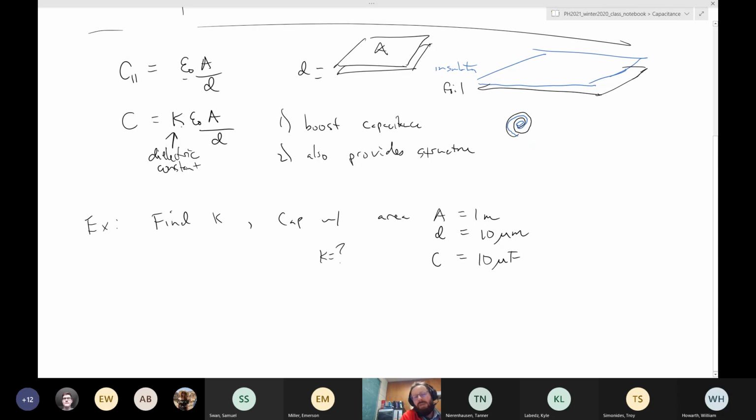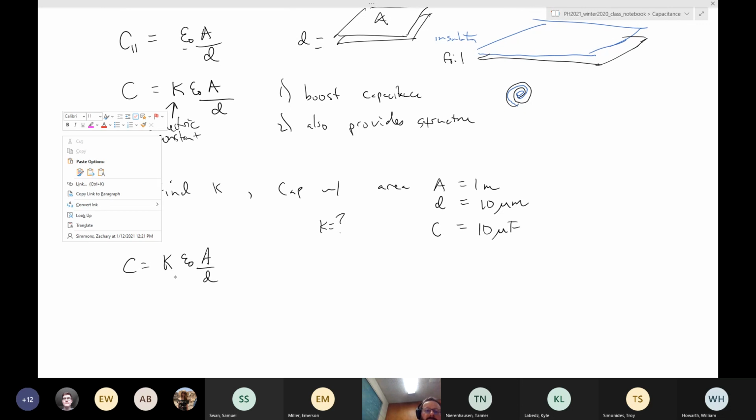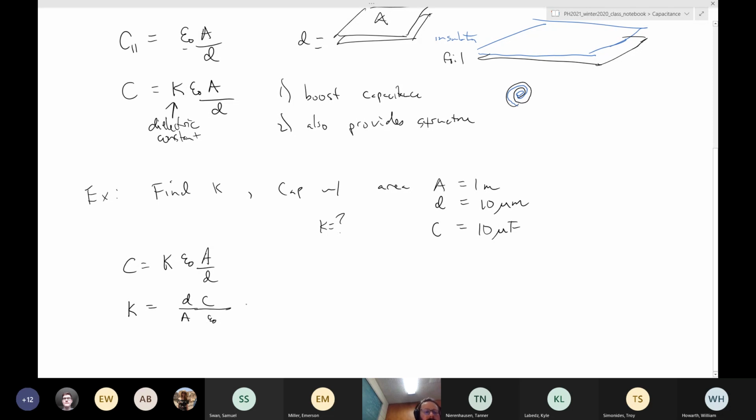So you could see we could just do a little algebra here. Our expression, if we solve this for the dielectric constant, we're going to have d over A times the capacitance divided by epsilon naught. And we can put in our numbers here.